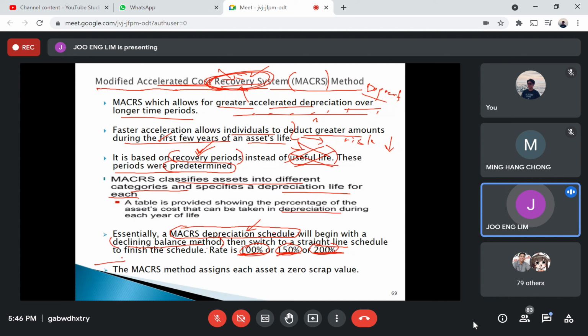Another note to take here. Even though you have an asset with a scrap value, when you apply this technique, we always assume the scrap value is 0. Apply it that time only, but later on this scrap value will appear somewhere in your project. But when you calculate your depreciation, you don't take your scrap value into consideration. You always assume it to be 0.